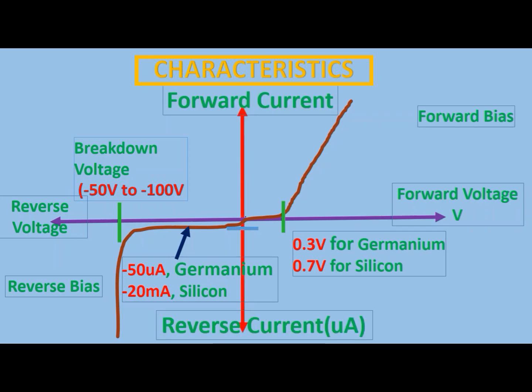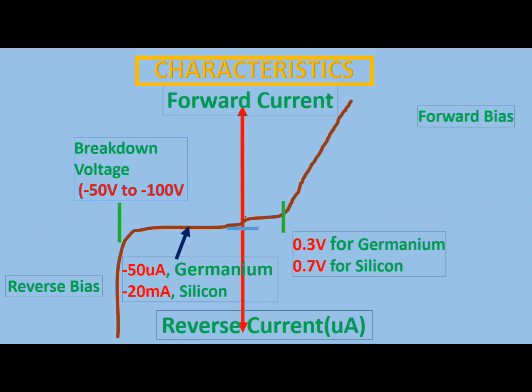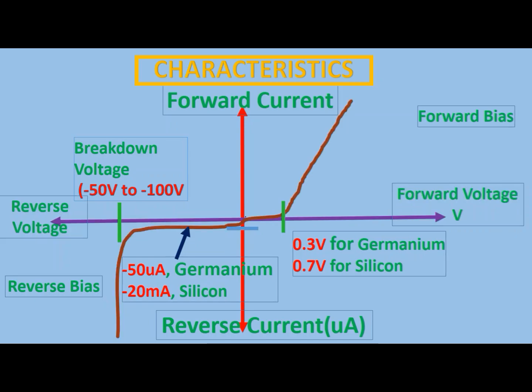Characteristics. The vertical red line indicates forward current and reverse current. The horizontal violet line indicates forward voltage and reverse voltage. The brown line indicates the current-voltage characteristics. Here we see when forward voltage is applied, initially there is no flow of current. After some voltage drop, current conducts. This voltage drop is the barrier potential.